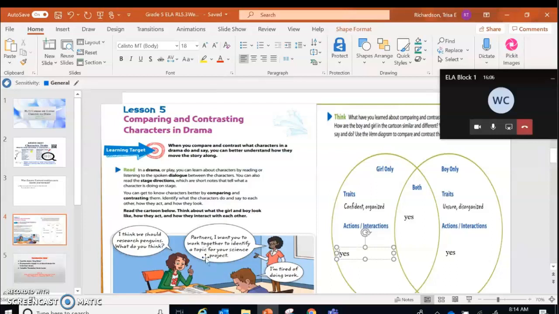Remember what the teacher's asking them to do? They want them to focus on the science project. And the little girl says, "I think we should research penguins." What do you think? Does she seem like she's unsure about what to do, guys? No. Okay, how do we know that? What clues let you know that she is confident?